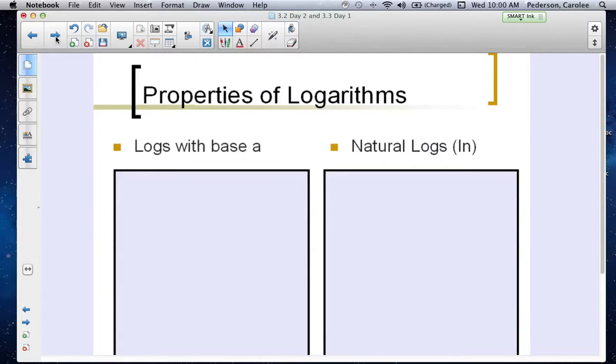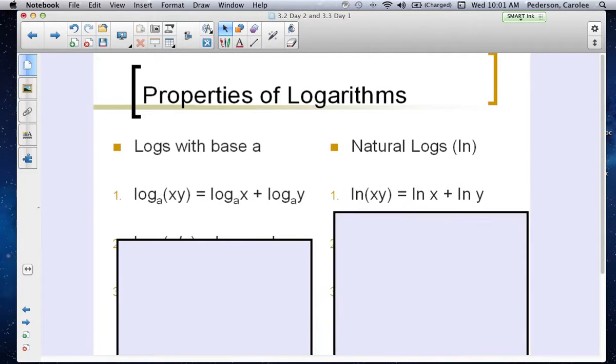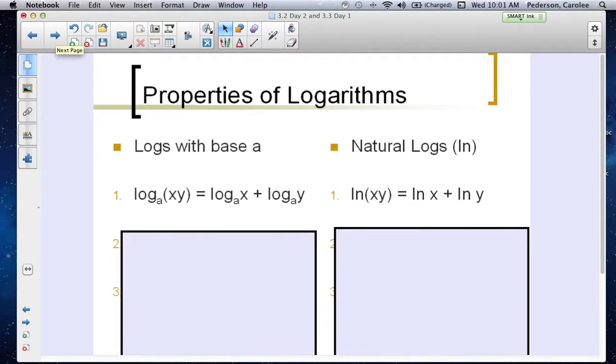All right, properties. Very important properties. They mirror each other, the two boxes. So if you have a logarithm of base A or a natural log, which is base E, they're the same property. So you might want to just write properties of logarithms or common log and natural log. Or you can just write them both down.